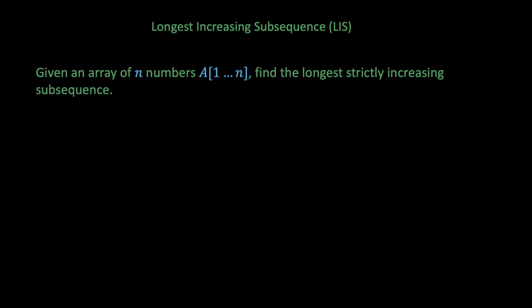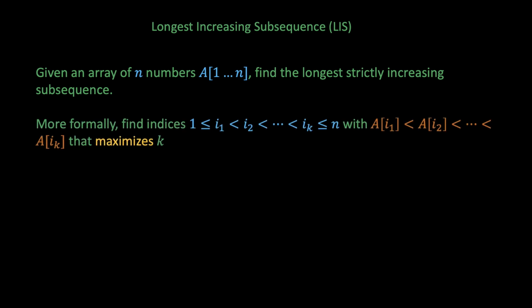The longest increasing subsequence problem, or LIS for short, is easy to state. You're given an array A of n numbers, and you're tasked with finding the longest subsequence in A that is strictly increasing. More formally, you need to find k indices in increasing order, i1 to ik, such that a_i1 is less than a_i2, which is less than a_i3, and so on until a_ik, while maximizing k.